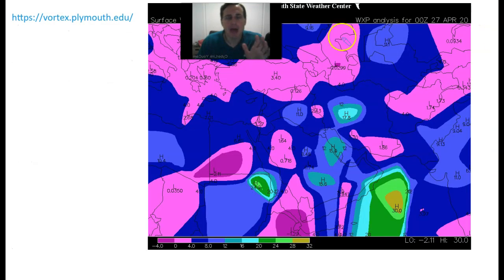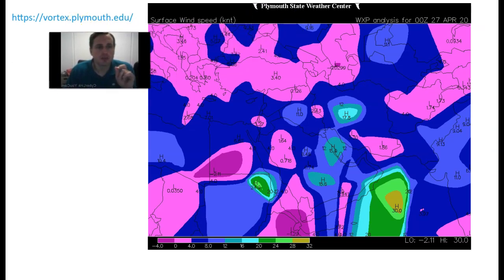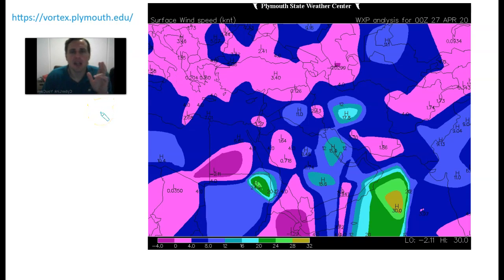So I have a map here from Plymouth State University. Plymouth State University is a very nice weather center where you can get archived weather data from the United States and around the world. Now, here's the main URL. I'd recommend you check that out, and you can look at the archive data on some of the links there. What I have plotted here is the surface wind speed, and I've got that plotted.